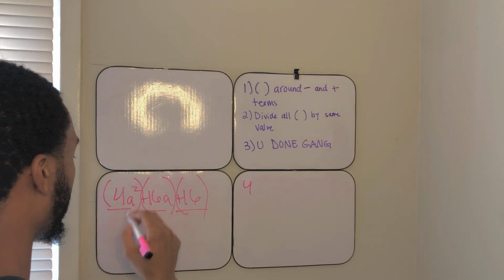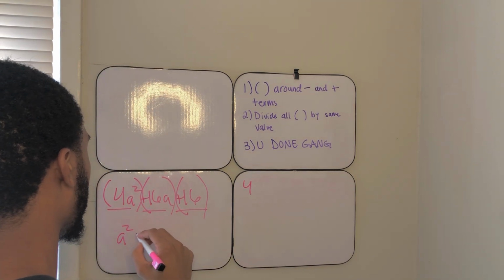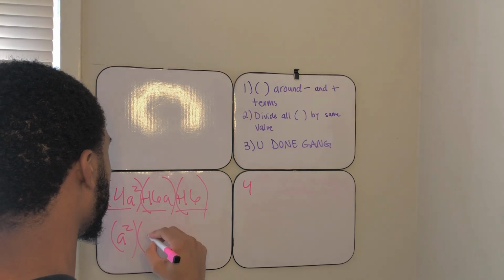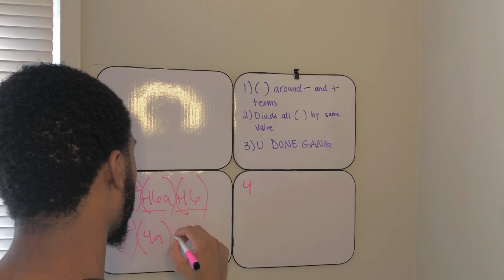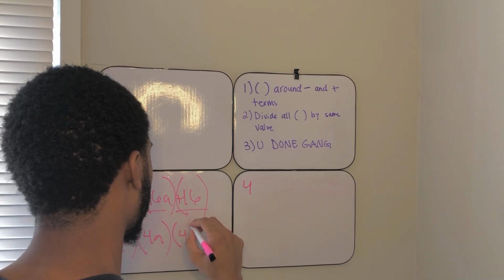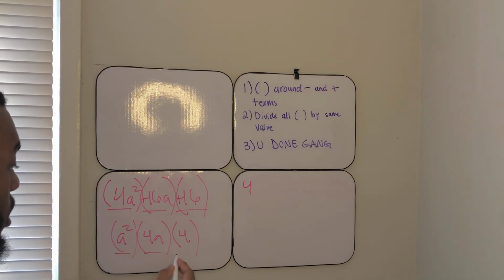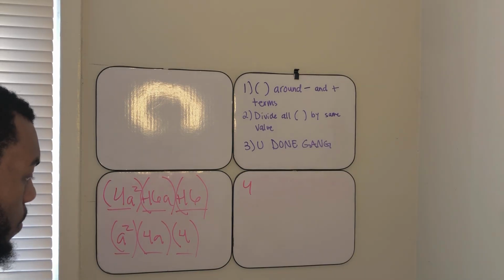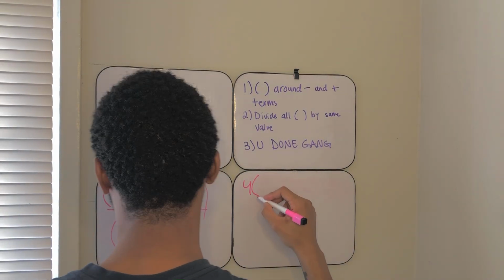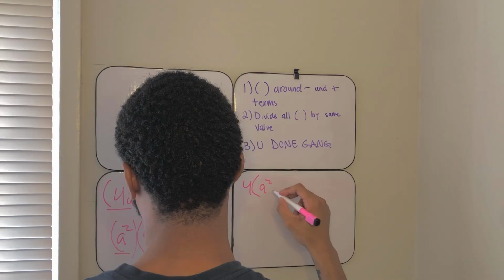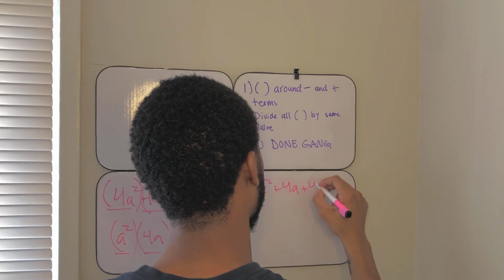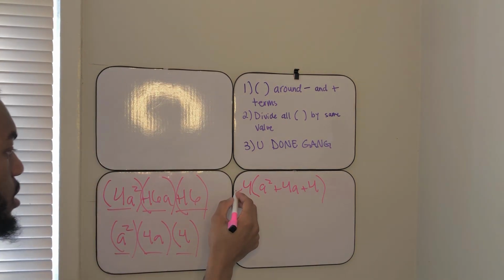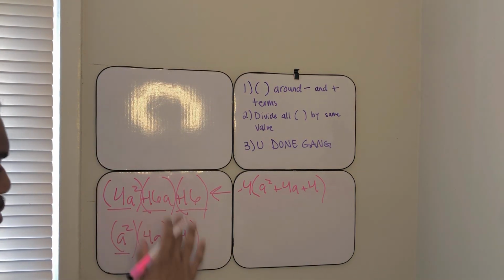So when we divide 4a squared by 4, that's just a squared, parentheses, 16a divided by 4 is positive 4a. And 16 divided by 4 is just positive 4. There's nothing else that these got in common right here. So we just got to put this right next to the 4. So 4 times a squared plus 4a plus 4. And again, we just factored this expression right here.